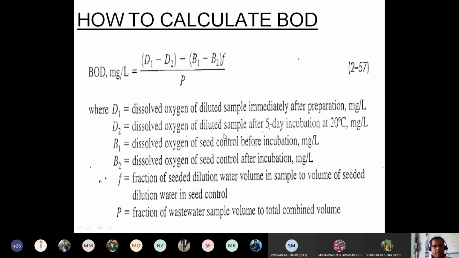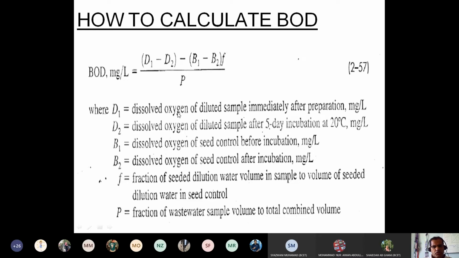You can study later. How to calculate BOD? Some of you do your final year project and you don't know how to calculate BOD, or biological oxygen demand. That is a very easy way, and we need to measure for at least 5 continuous days. I will talk in a little bit more detail about this and how to make the graphs. BOD, usually in milligram per liter or parts per million, will be (D1 minus D2) minus (B1 minus B2) F, divided by P. What is D1, D2, B1, B2, F, P?